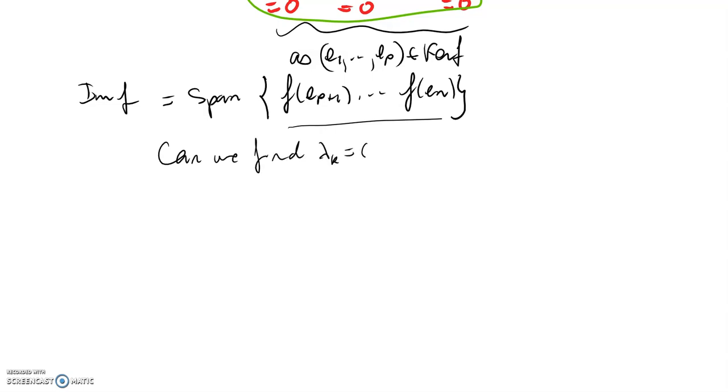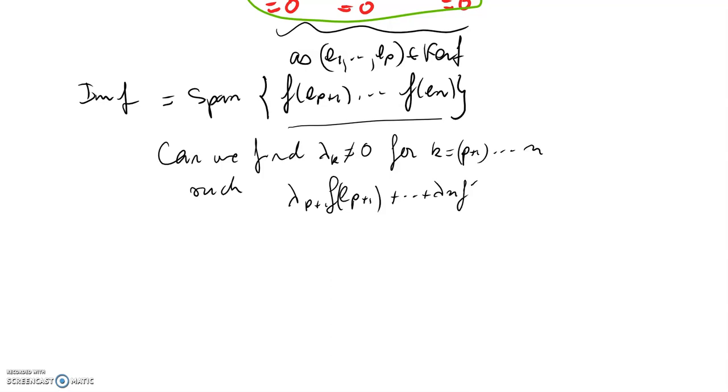Lambda k is different from 0 for k equals p plus 1 up to n, such that lambda p plus 1 f of e p plus 1 plus up to lambda n f of en is equal to 0. If so, then it's not linearly independent, and if we only have the case where all lambda k are equal to 0, then we have linear independence.